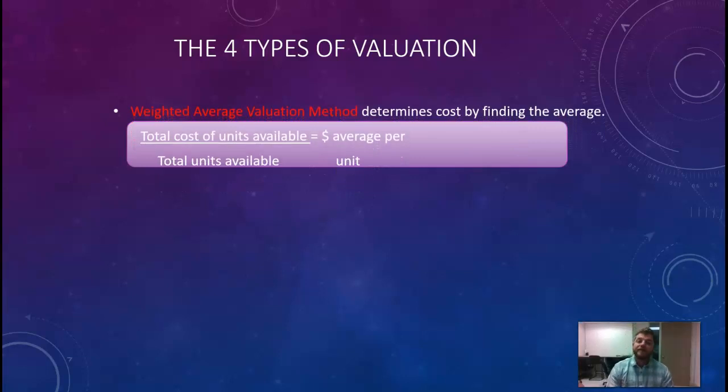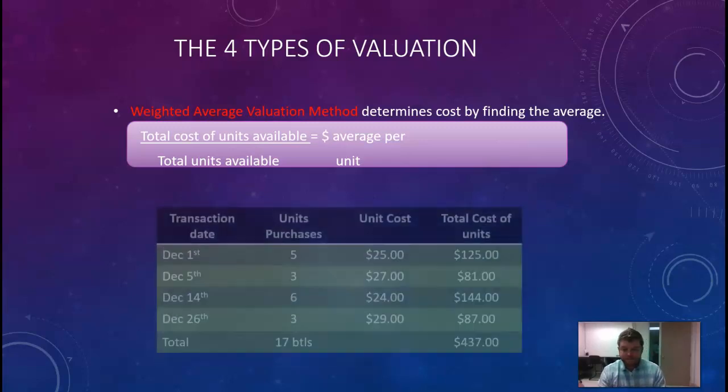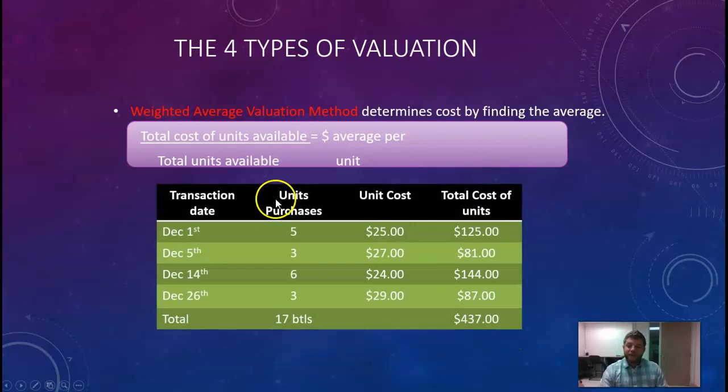So the next way is the weighted average valuation method. So this is the average. We're going to take all the bottles that we bought in December, the full amount of money that it cost us, and find out on average what we spent. So when we looked at this, we said, okay, there are our 4 transaction dates, how much money we've spent, and the total. 17 bottles cost us $437.